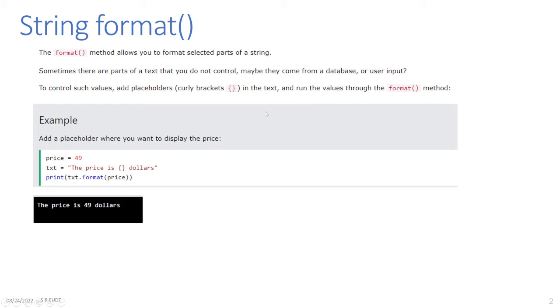For example, add a placeholder where you want to display the price. So we have price is equal to 49, then text is equal to "The price is {} dollars". Then print(text.format(price)). The value of price will be placed inside the placeholder. That's why the output of this program will be: The price is 49 dollars.